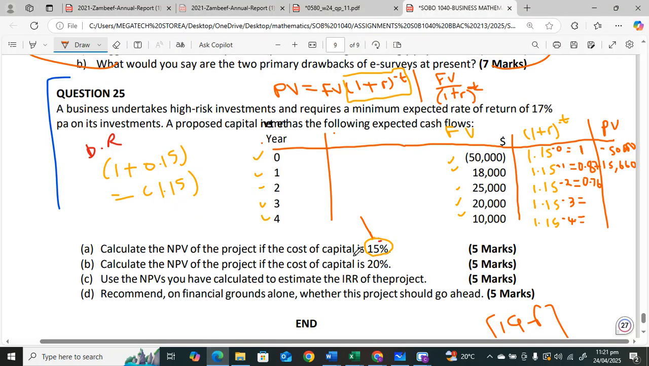Okay, let's try part B. The cost of capital is now 20%. Let's try to solve, colleagues.